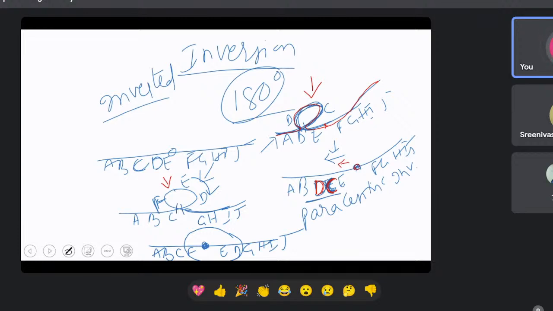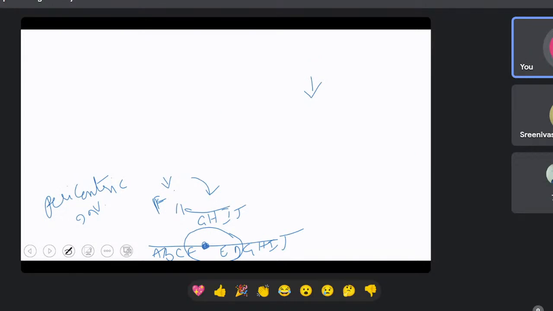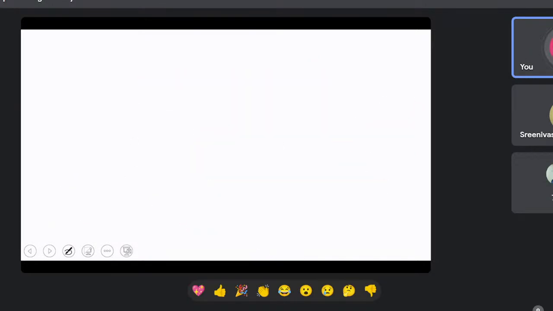This is called pericentric inversion. Pericentric inversion. So inversion is of two types, paracentric and pericentric inversion. Okay. Next, what will they ask? Its evolutionary significance. We can say that inversion also results in the formation of a new species.